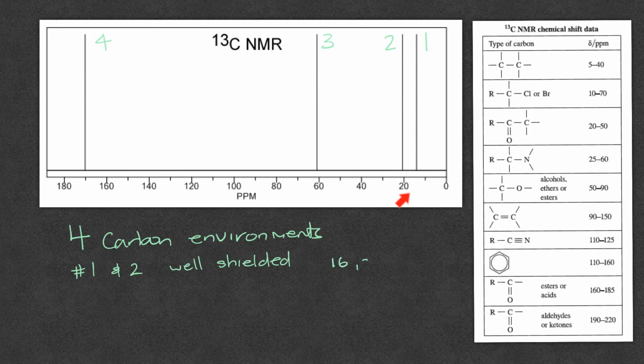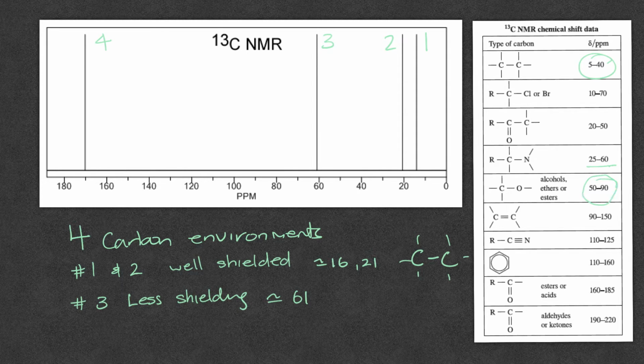And if we look over at the 16 and 21 range, we can see that that fits into the normal carbon-carbon bond. And it's probably what it's going to be. The third environment has got a little less shielding than the first two. And it sits at around 61. So if we have a look at the chemical shift data in our data sheet, we've got, it looks like an amide, or more likely it's going to be that CO bond. That's in the 50 to 90 group. So we're thinking that there's a CO in there somewhere.